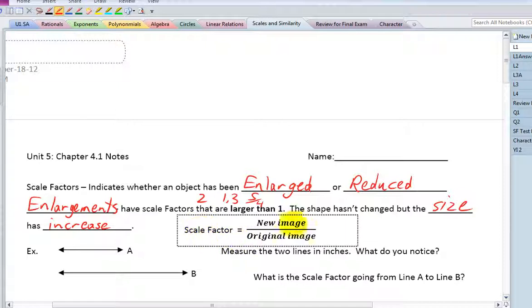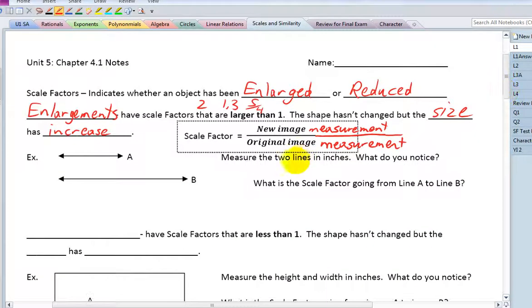To calculate your scale factor, you'll take your new image measurement and divide it by your original image measurement. So you might have to use your ruler to get that measurement. You'll have to measure things in your textbook when you're doing your homework. Okay? So let's practice that.